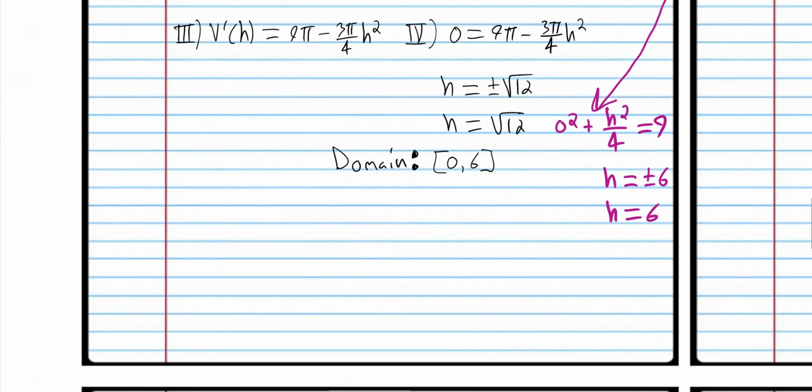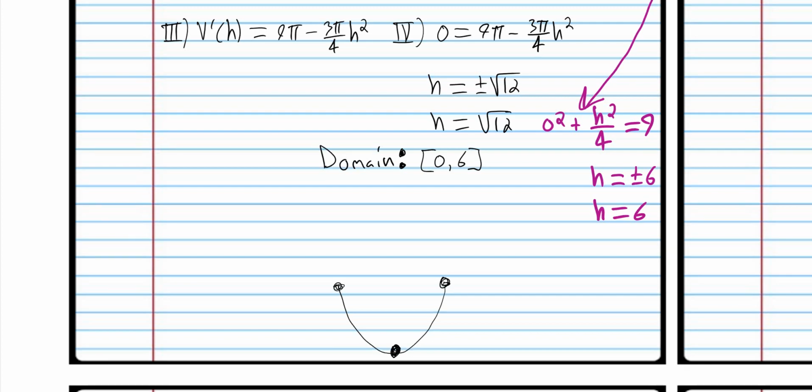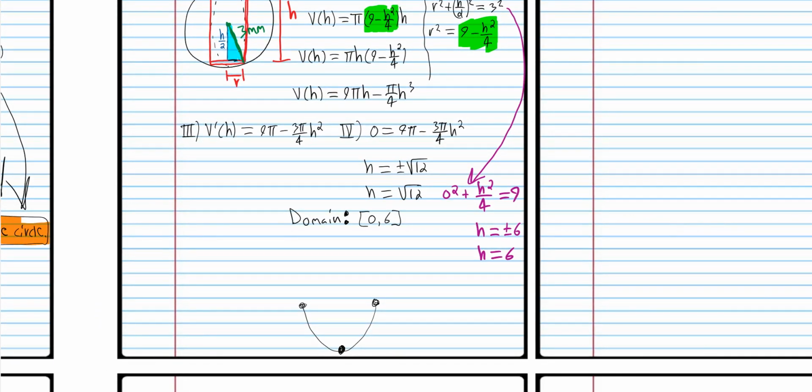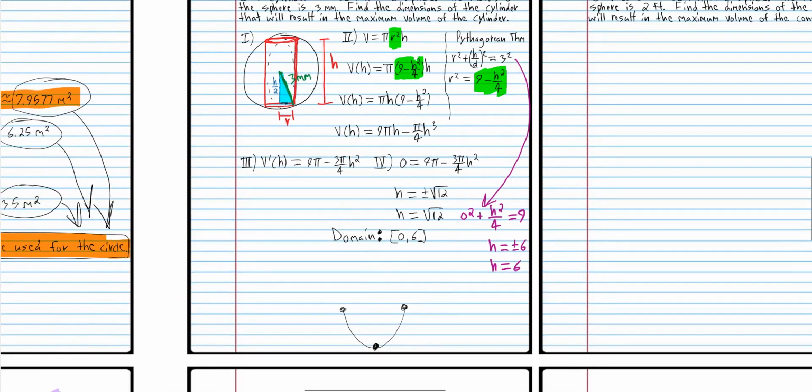So what you have here is a situation like this. Actually, like this. So here on the endpoints, your volume of the cylinder is 0, and this has got to be a maximum value. Now, why is it that we know it's a maximum value? Couldn't it be going like this? How do we know we're not going to get a minimum value? Don't we have to use the first derivative test?